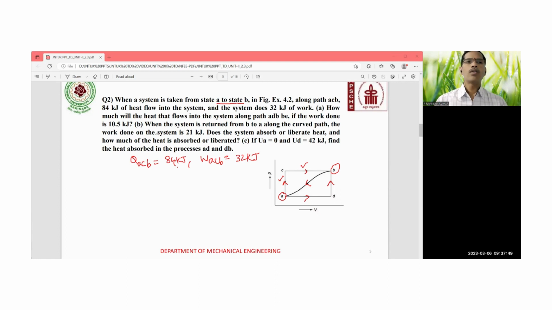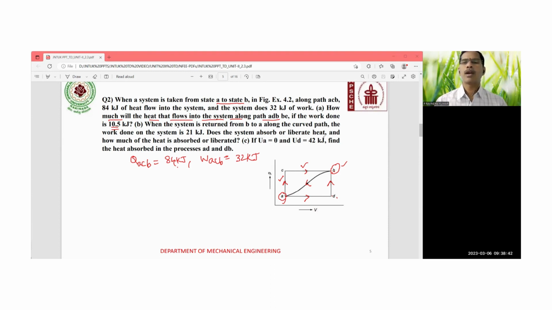Now, how much heat flows into the system along the path ADB, if the work done is 10 kilojoules? That is the first bit. Second, when the system is returned from B to A along the curved path, the work done on the process is 21 kilojoules.